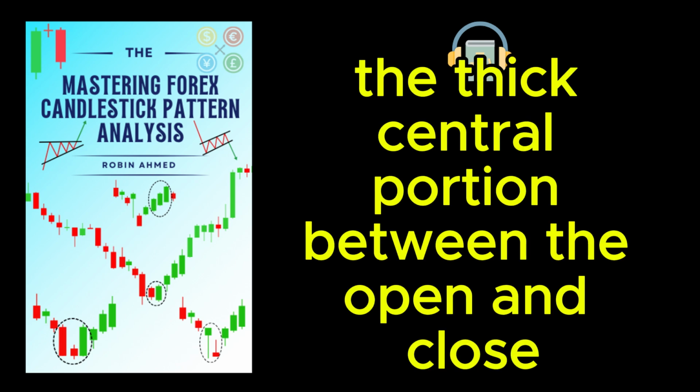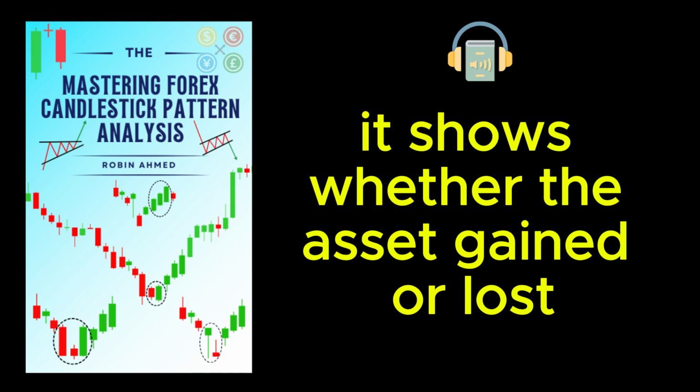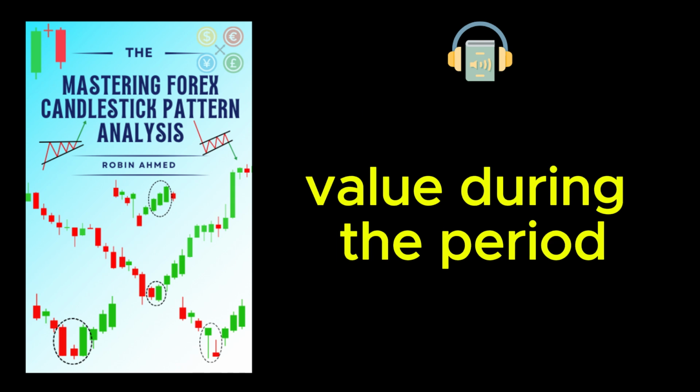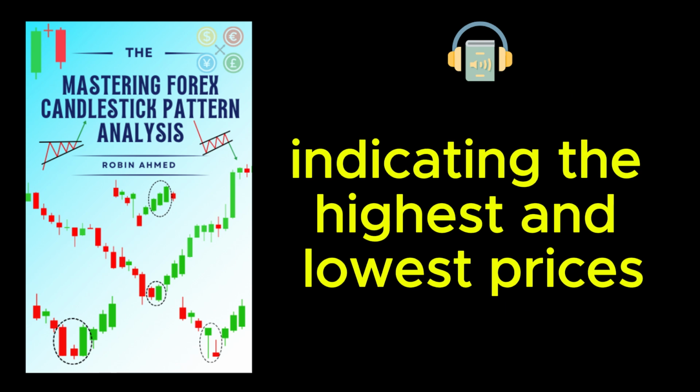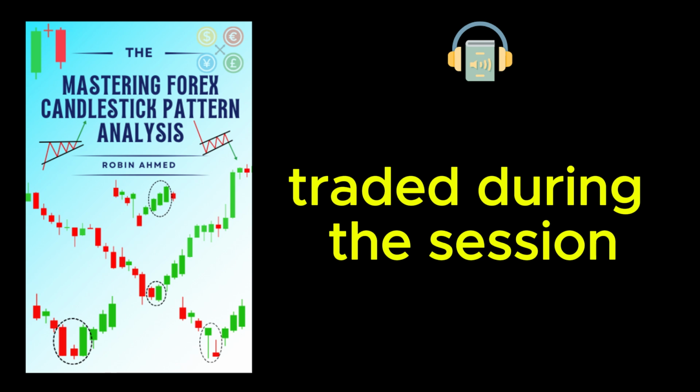Body, the thick central portion between the open and close. It shows whether the asset gained or lost value during the period. Wick, or shadow, thin lines above and below the body indicating the highest and lowest prices traded during the session.